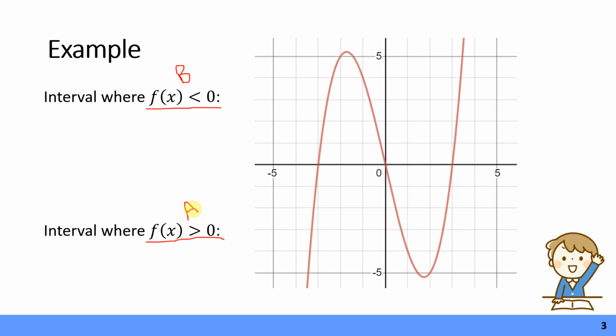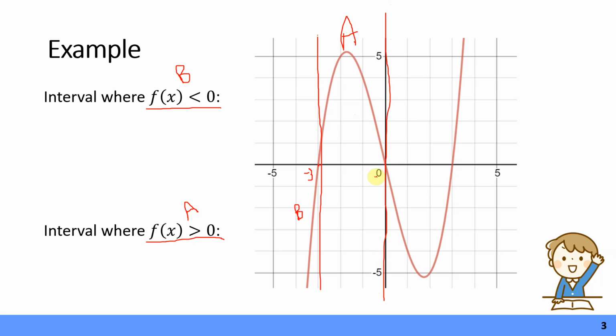So let's cut our graph into pieces. From here to here, I'm going to draw a line. From here to here, the graph is below the x-axis. And what number is this right here? This number right here is -3. Now, from here, I follow the graph all the way to this point here. The graph is above the x-axis.